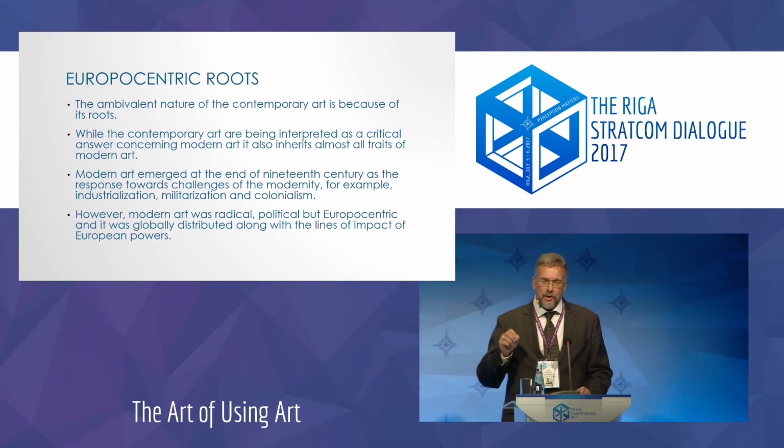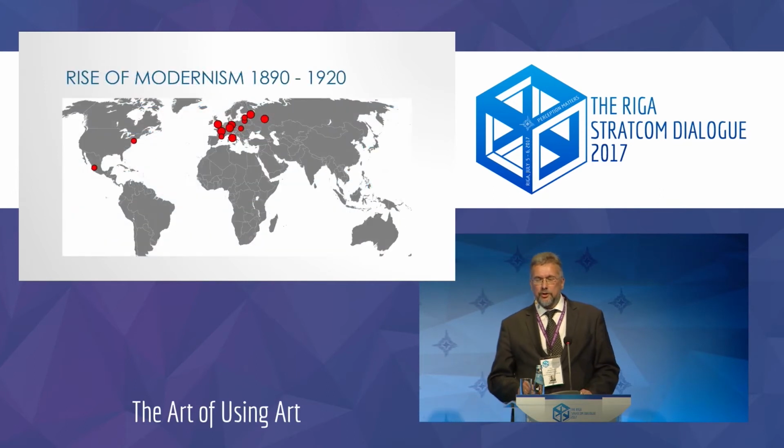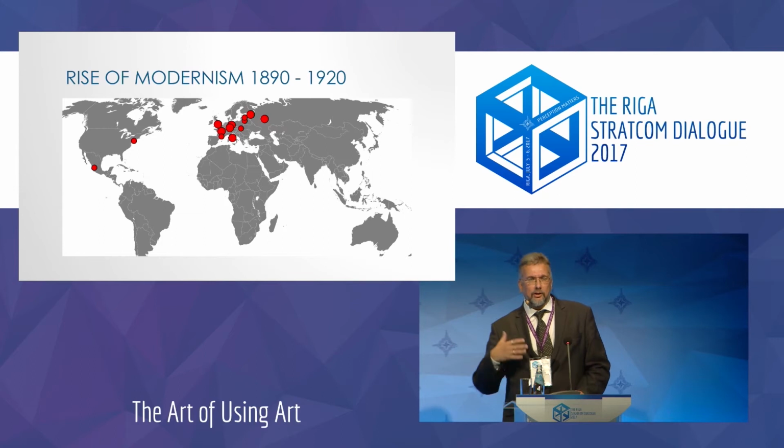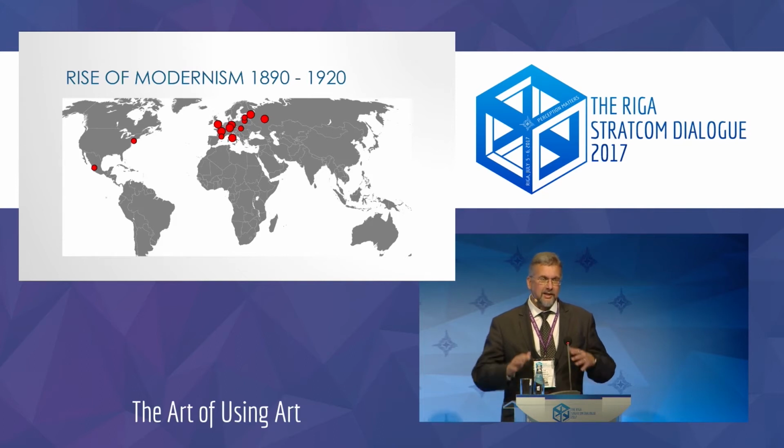But at the same time, modern art was absolutely Eurocentric, and it was globally distributed along the power lines of European powers. Born in Paris, it was distributed almost in accordance with Eurocentric powers around the globe. Nevertheless, modern art was the predecessor, and contemporary art put itself in contrary, as a critical discourse toward modern art in the second half of the 20th century. Both these aspects of modern art, being Eurocentric and being globally distributed, remain important for contemporary art.